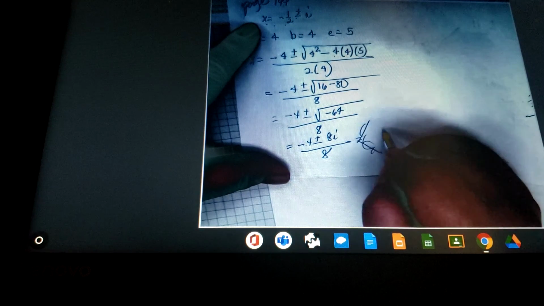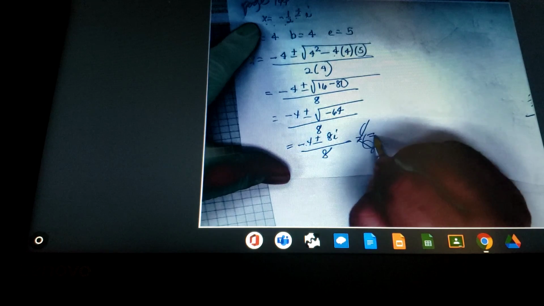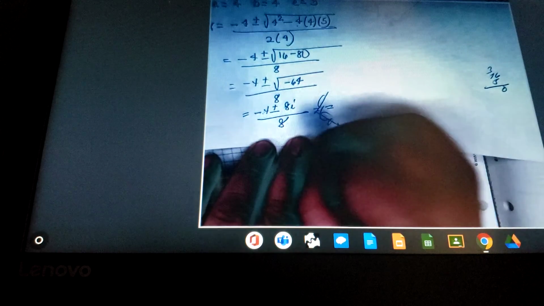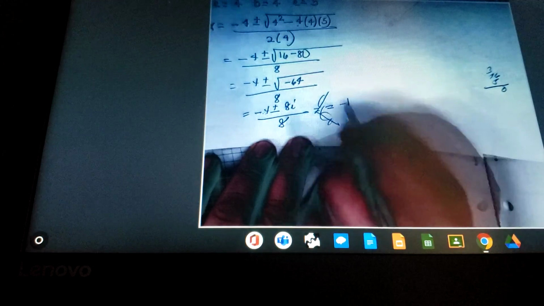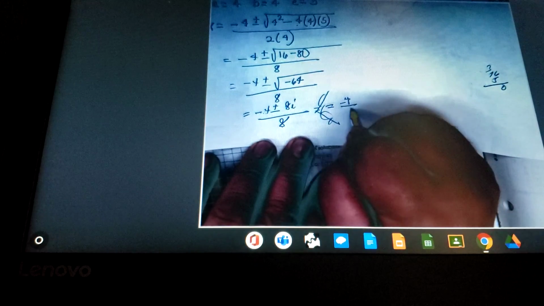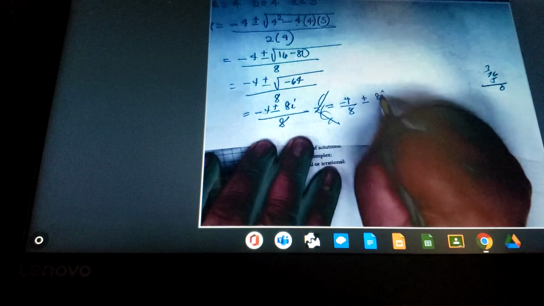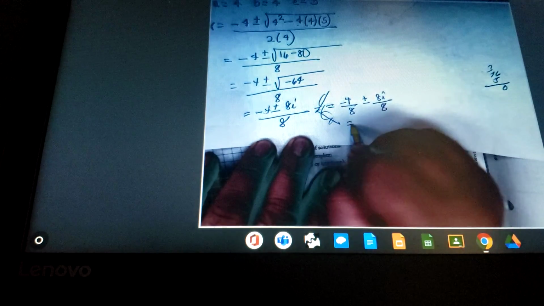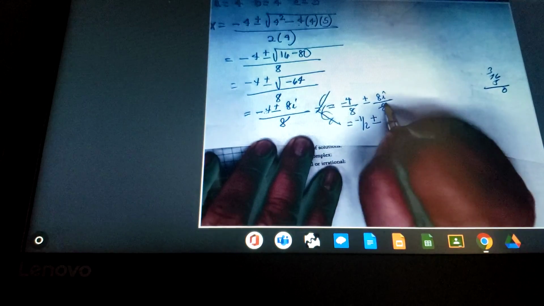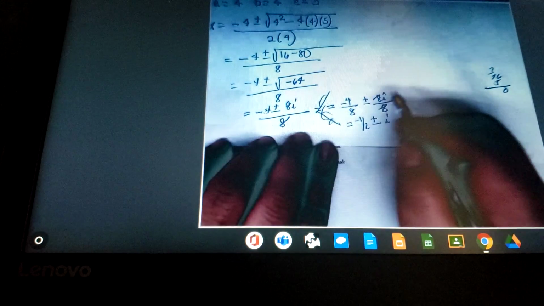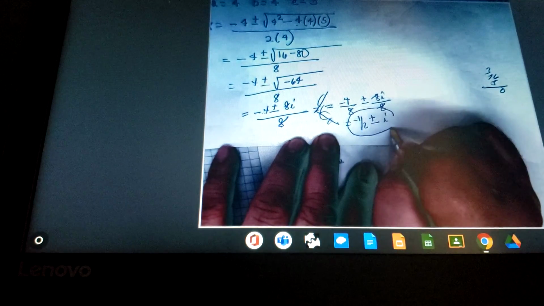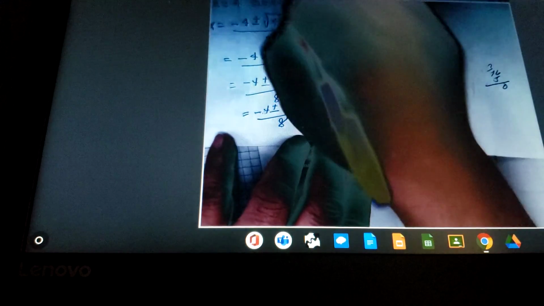Okay, we need to make it small. This is negative 1 because it is divided by 8. This is the same as negative 4 plus minus 8i over 8. So this is negative 1/2 plus minus i. Cancelled. So this is the answer. That's why we have this. Okay?